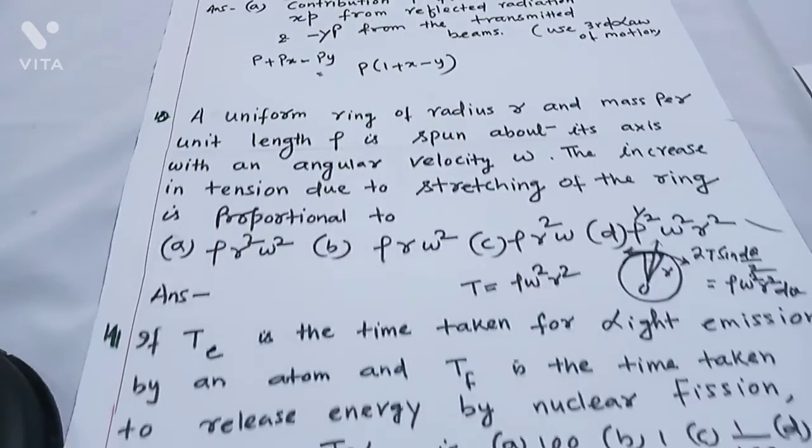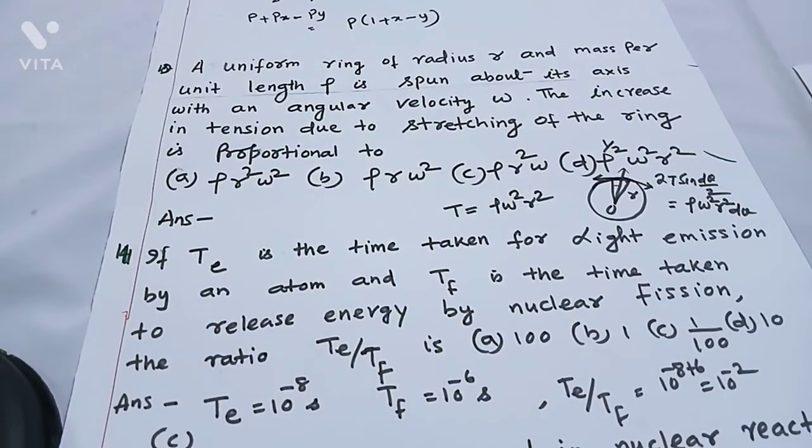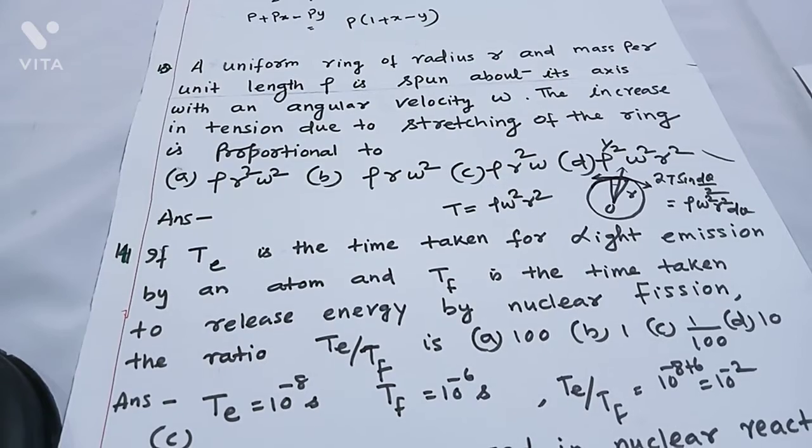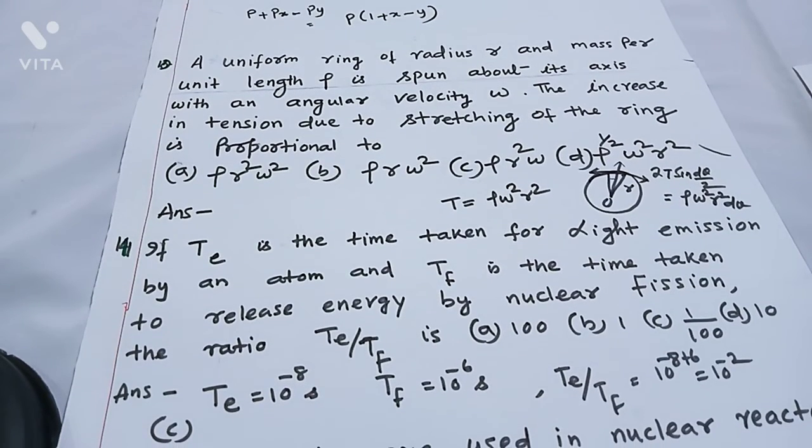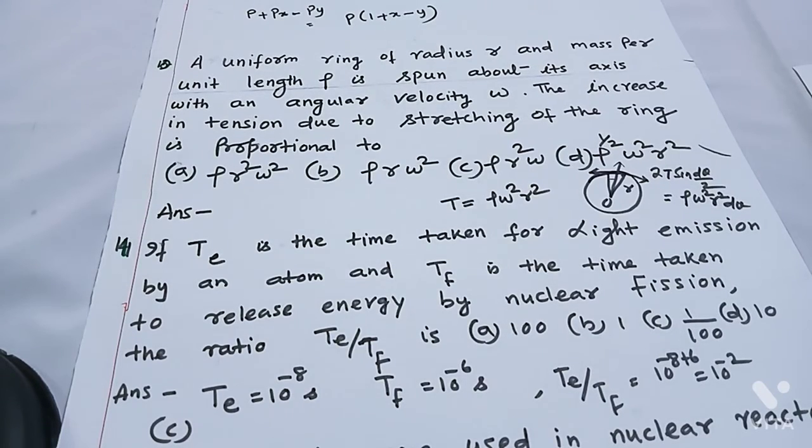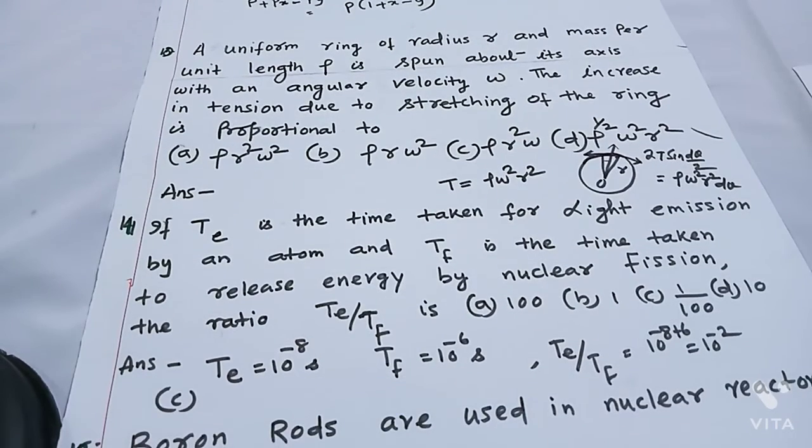Next question is, if Te is the time taken for light emission by an atom and Tf is the time taken to release energy by nuclear fission, the ratio Te by Tf is: 100, 1 by 100, 10. Answer is C, that is 1 by 100. How? Te is 10 to the power minus 8 second usually, and Tf is 10 to the power minus 6 second. So Te by Tf is 10 to the power minus 2.